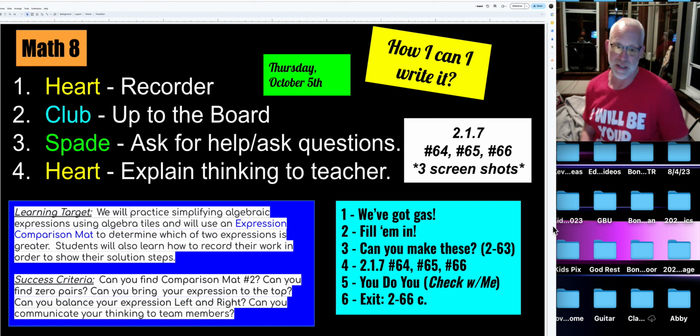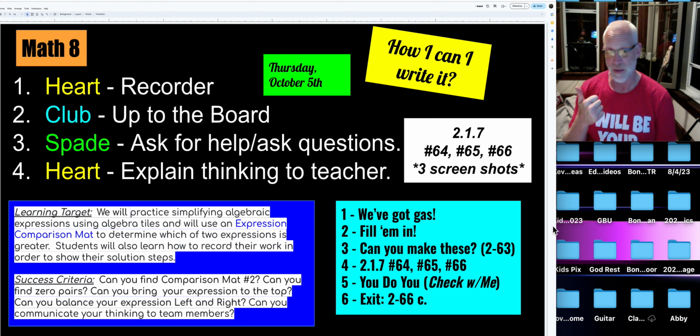Success criteria today. Can you find your expression mat? Number one, I should say it's expression mat number two, but that's the first thing: can you find that expression mat number two? Can you find zero pairs? Can you bring expressions to the top? Can you balance left and right? And can you talk about that with team members? So we get a systematic approach to how we're handling things. Okay. That's what we're doing today.